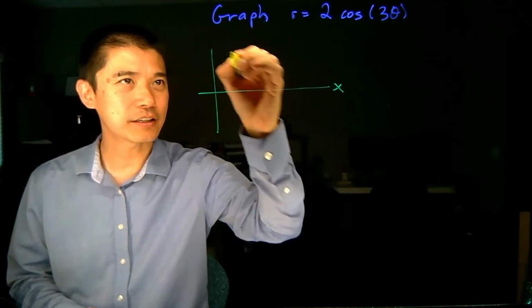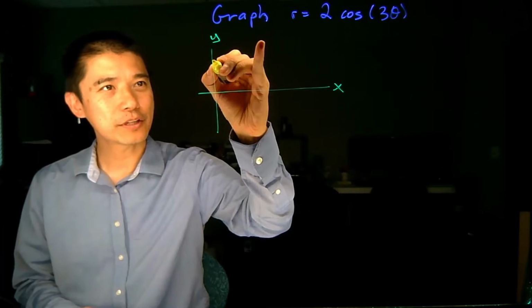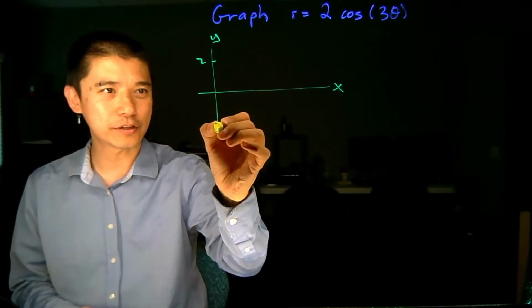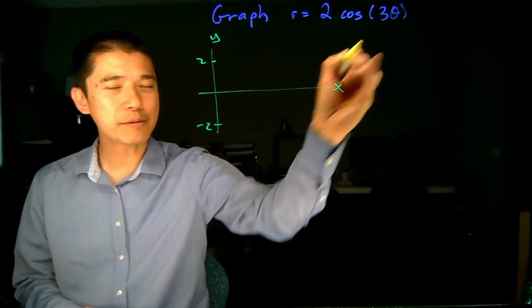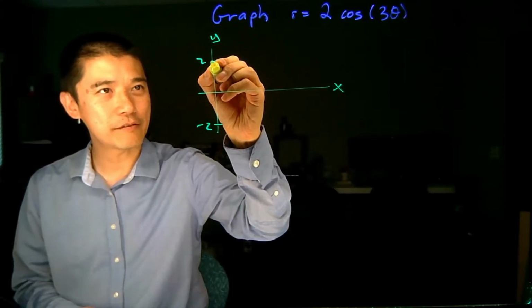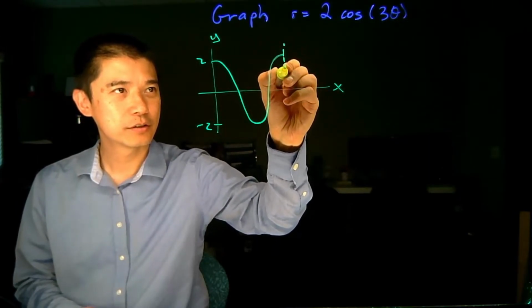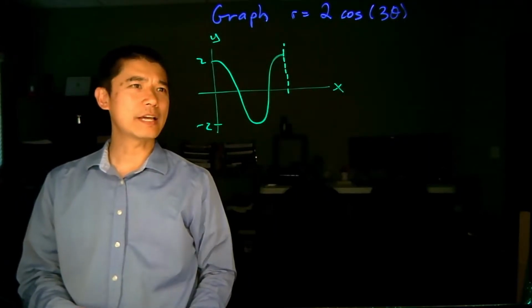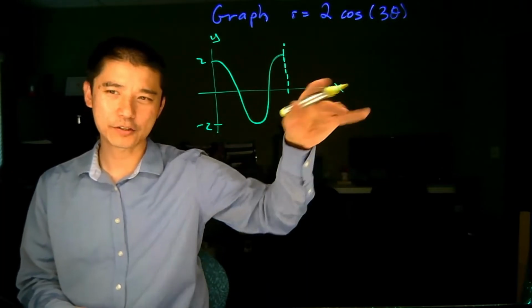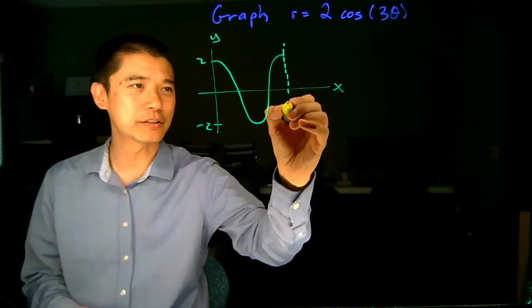Here is our x and here's our y. 2 cosine 3 theta. Well, that's going to start up here at 2. It's going to go down to negative 2. But this 3 right here, what's that going to do? The 3 is going to tell us that we're going to have more periods. It's going to vibrate faster. So the question is, well, where is that? Well, the normal period is 2 pi, and so we have 3 times theta. That's going to be 2 pi over 3 is going to be our period.